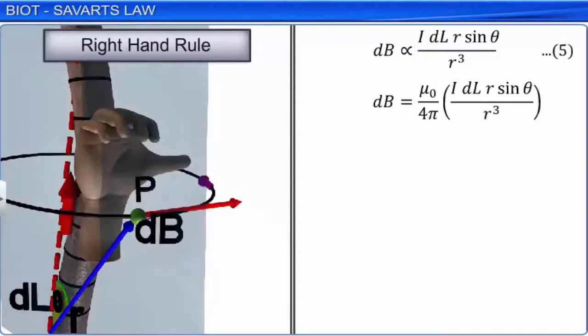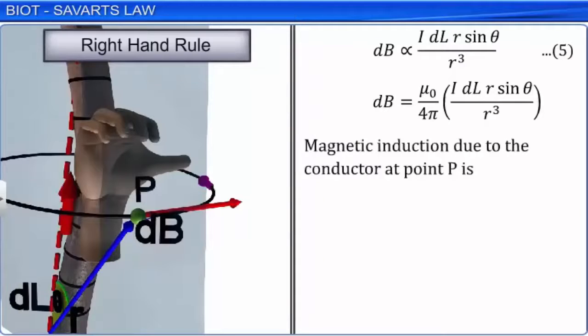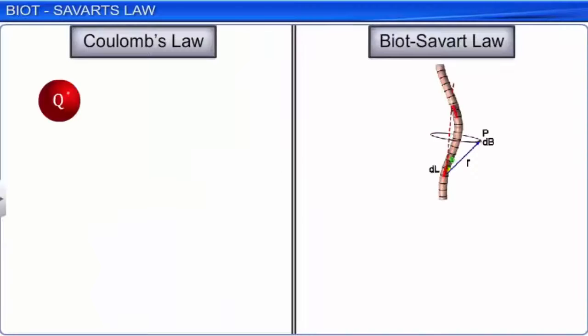The magnetic induction B is obtained by integral dB in suitable limits. Magnetic induction at point P is B equal to integral dB. Now, let us compare the Biot-Savart law with Coulomb's law.